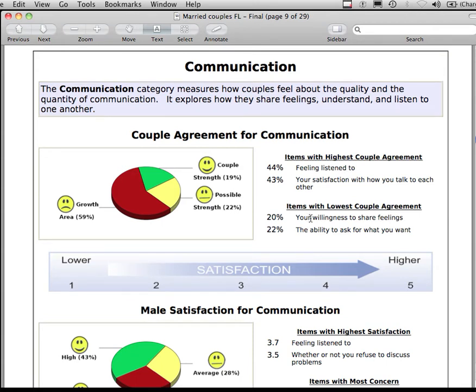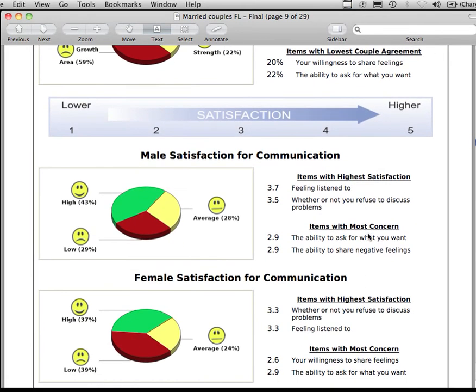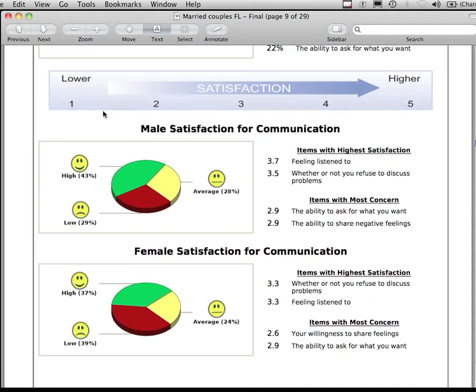The items with the greatest concern, the lowest level of couple agreement, were their willingness to share feelings and their ability to ask for what they want. Now we break it down by men and women. And again, you'll remember each of the items has a 5-point scale that they can respond on. And the item for the men with the highest satisfaction was feeling listened to. The item with the lowest satisfaction, the lowest scores, was their ability to ask for what they want. Also, their ability to share both negative and positive feelings scored quite low.